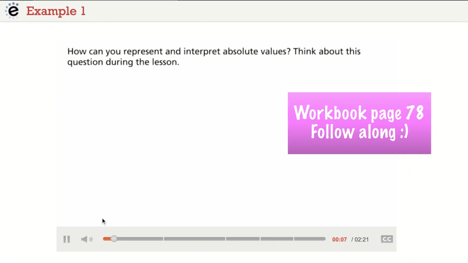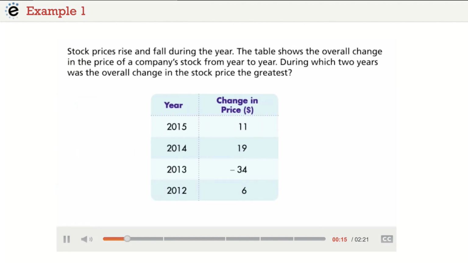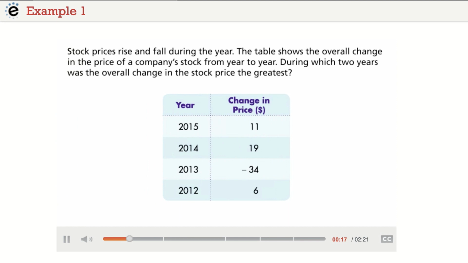How can you represent and interpret absolute values? Think about this question during the lesson. Stock prices rise and fall during the year. The table shows the overall change in the price of a company's stock from year to year. During which 2 years was the overall change in the stock price the greatest? It makes sense that positive values show increases and negative values show decreases.